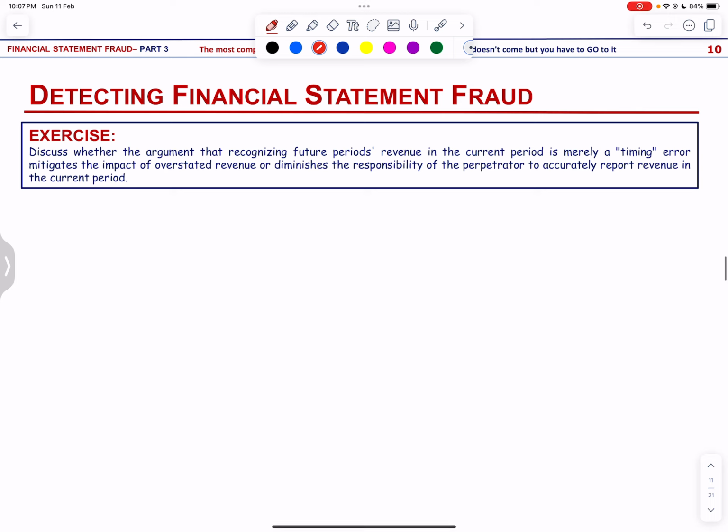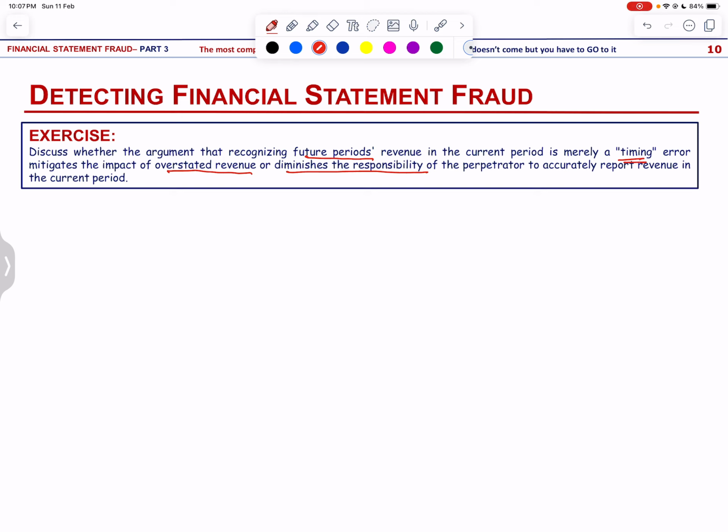Okay. Discuss whether the argument that recognizing future periods' revenue in the current period is merely a timing error mitigates the impact of overstated revenue or diminishes the responsibility of the perpetrator to accurately report revenue in the current period. So, recognizing future revenue in the current period entails incorporating revenue from upcoming periods into the present financial statements. Consequently, the revenue that should rightfully belong to subsequent periods becomes attributed to the current period.